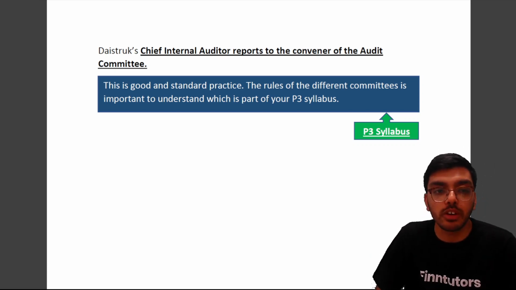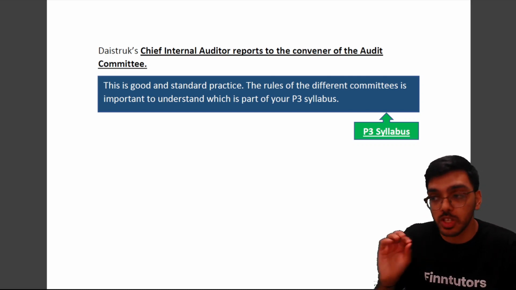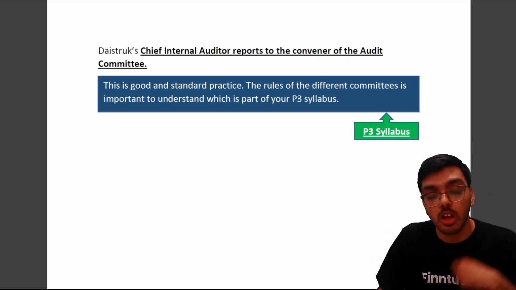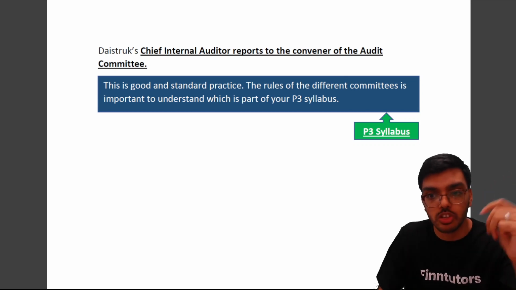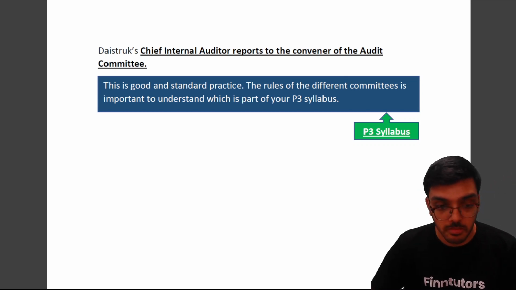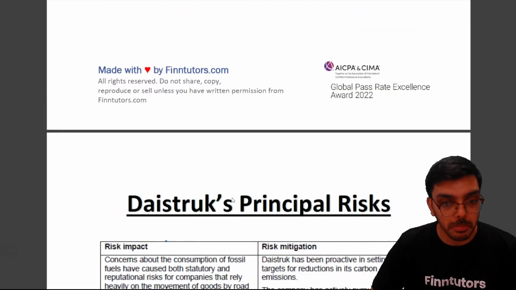The roles of the different committees is important to understand, which is part of our P3 syllabus. What is the role of the audit committee? What is the role of the remuneration committee, risk committee, nominations committee? You should be clear on this. This is there clearly in your P3 syllabus as well.